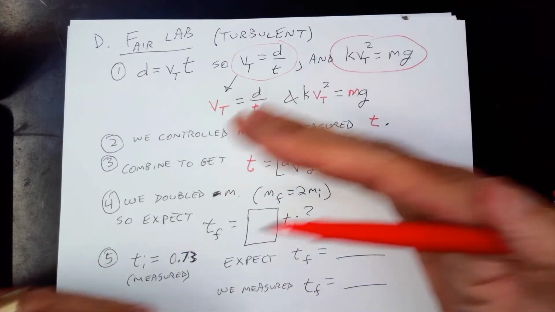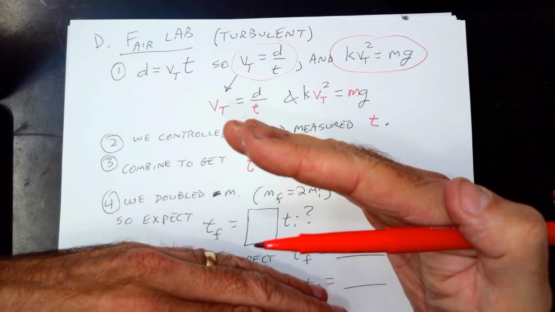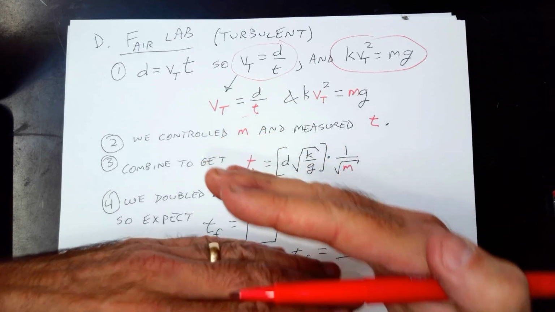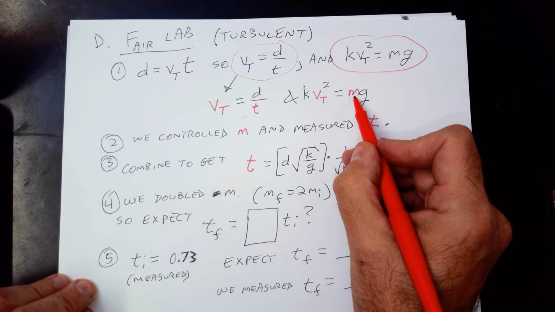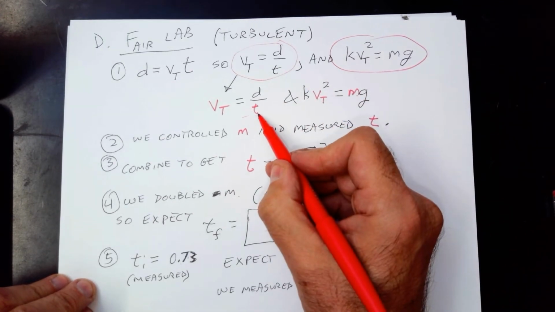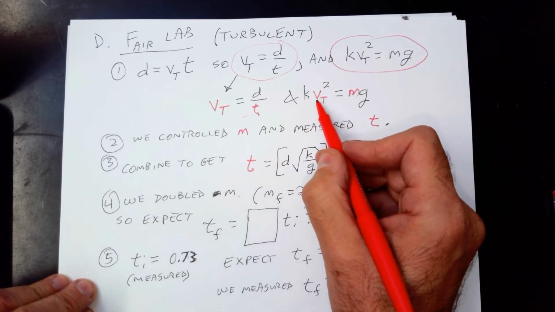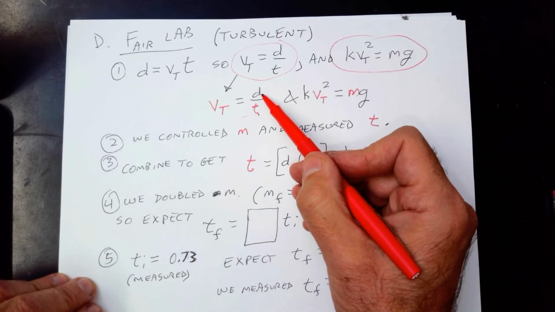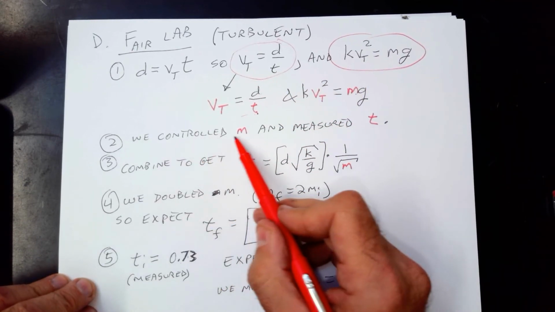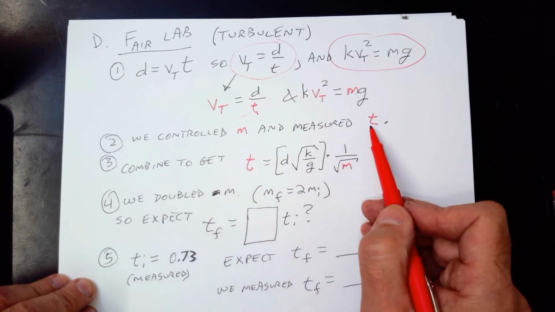What I did was I nested, first I dropped one coffee filter, then I nested two of them together, so 2 fell, so I doubled the mass. I was controlling the mass, and I was measuring the time. And the terminal velocity was different in the two cases, but I couldn't measure that because I never told you the distance. So we controlled m, and we measured t.